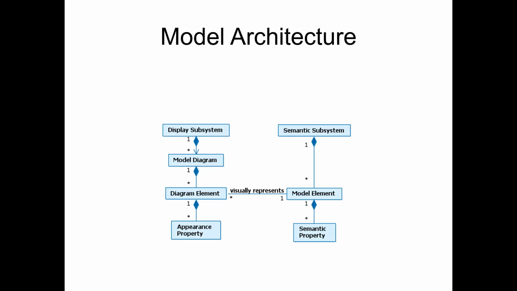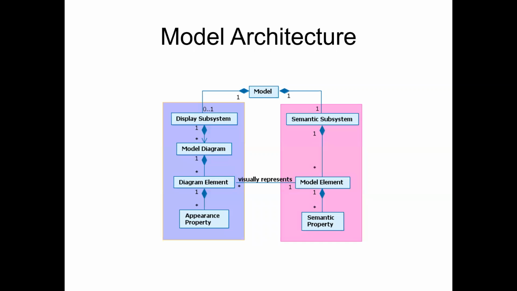So I think of these as two different subsystems. The one on the right is a semantic subsystem or definition subsystem. The one on the left is display, or actually I prefer a presentation subsystem at this point. So next slide, please. This just emphasizes that the model is made up of the two subsystems, which are relatively independent except for the fact that one visually represents the other. All right, next one.